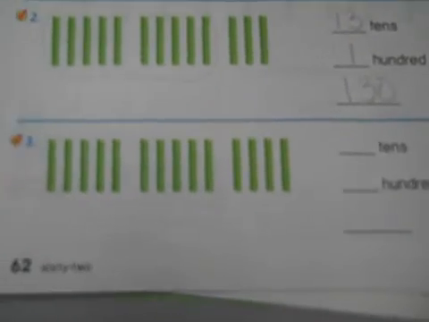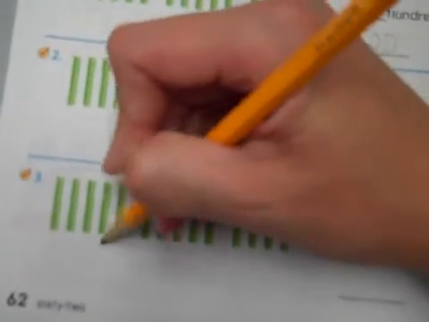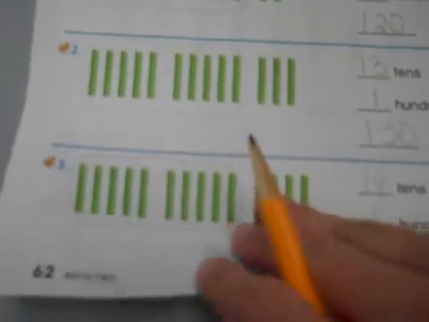Let's do number 3 together. 1, 2, 3, 4, 5, 6, 7, 8, 9, 10. We're going to circle that. And then we have 4 left over. So this time we have 14 tens, which is 100, which we circled, with 4 left over, which equals 140 all together. When you're done with that, go to the next page.